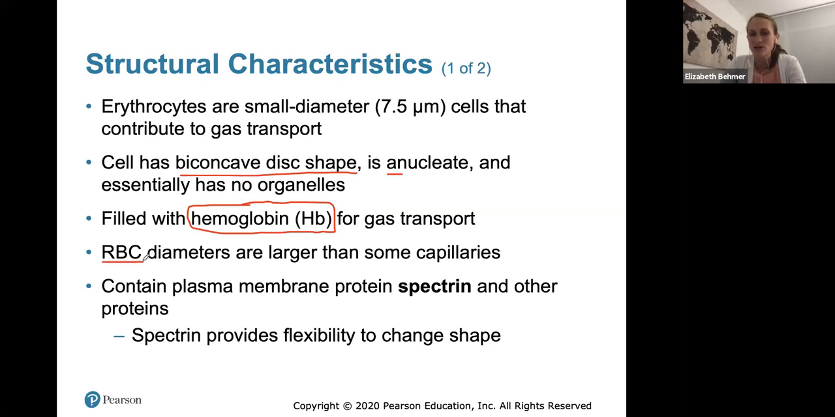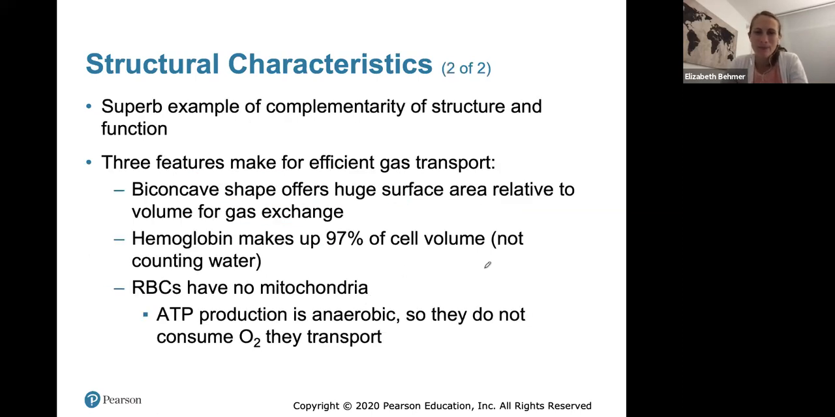The red blood cell diameters are larger than some capillaries, but most can just fit through capillaries by going one at a time. They contain the plasma membrane protein spectrin and some other proteins, which give them a little flexibility to their shape. They are very efficient for gas transport because they have this biconcave shape, which offers a huge surface area relative to its volume for the gas exchange, meaning that because there's just such a large surface area on a red blood cell, it's very easy for oxygen to leave it and carbon dioxide to enter. So that surface area is helpful for gas moving in and out of the cell.